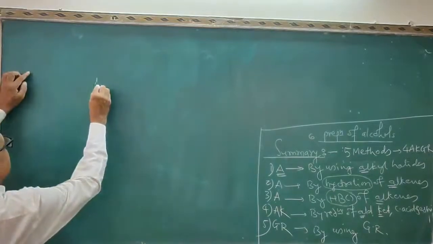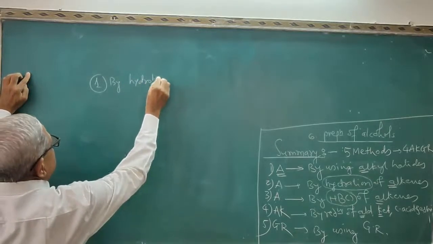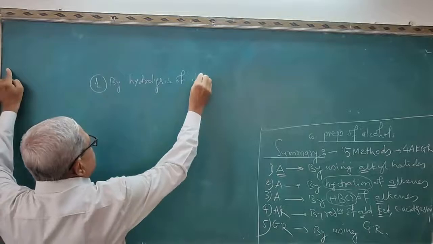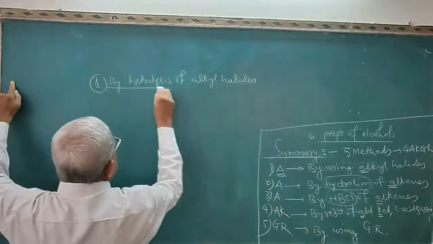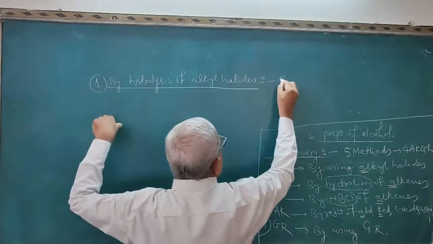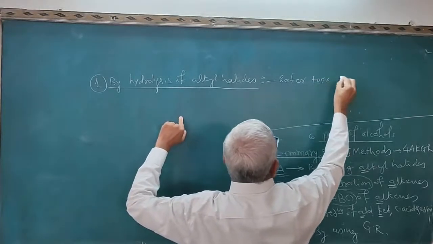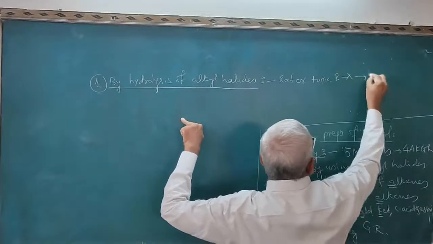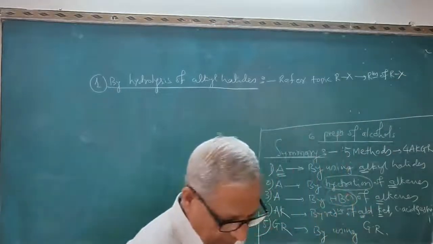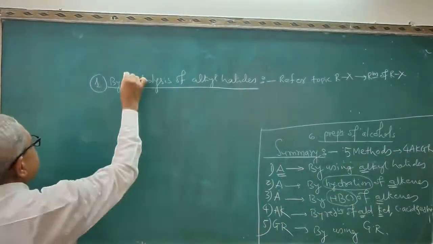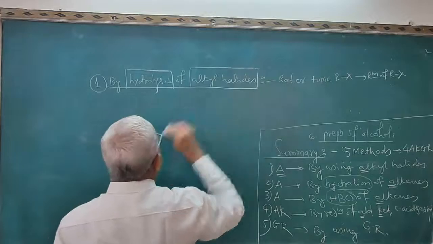So I will start the first method, hydrolysis of alkyl halides. Actually, I explained this reaction in the topic alkyl halides. Refer to the topic alkyl halides, particularly the point reactions of alkyl halides. That is called hydrolysis. Now I will set the first question on hydrolysis, and the second question on alkyl halides.